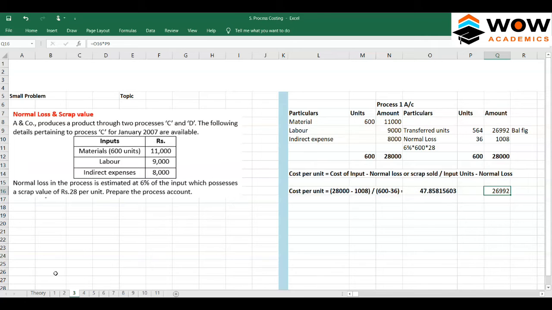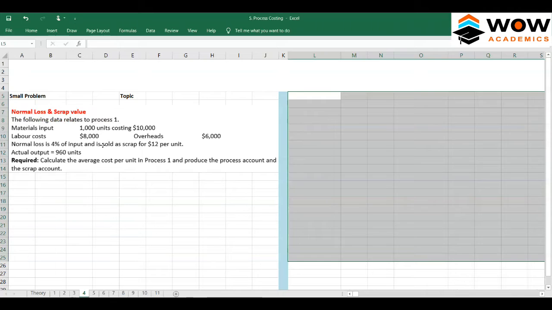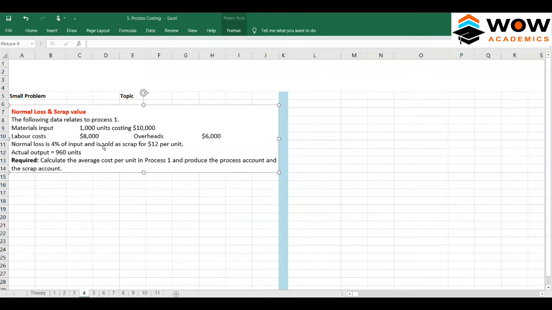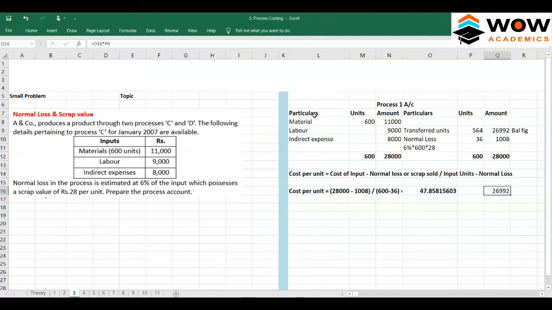We'll move on to the next sum. So before doing this, I think we'll copy the sum and we'll start. So again, I have missed naming the process. This is called process C.